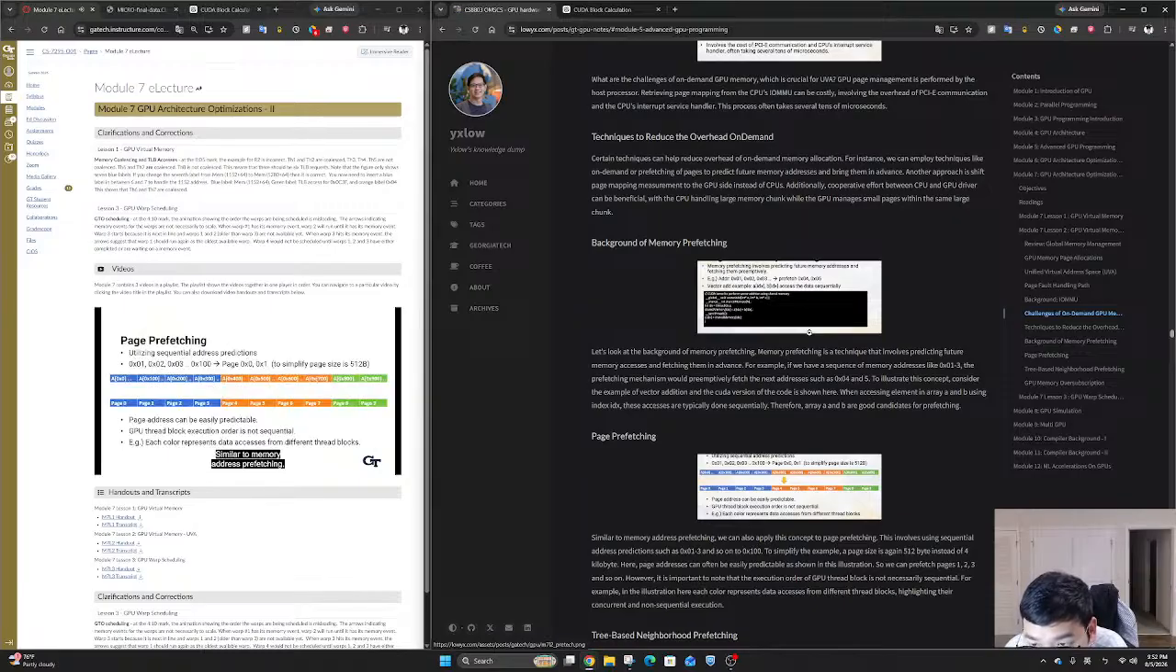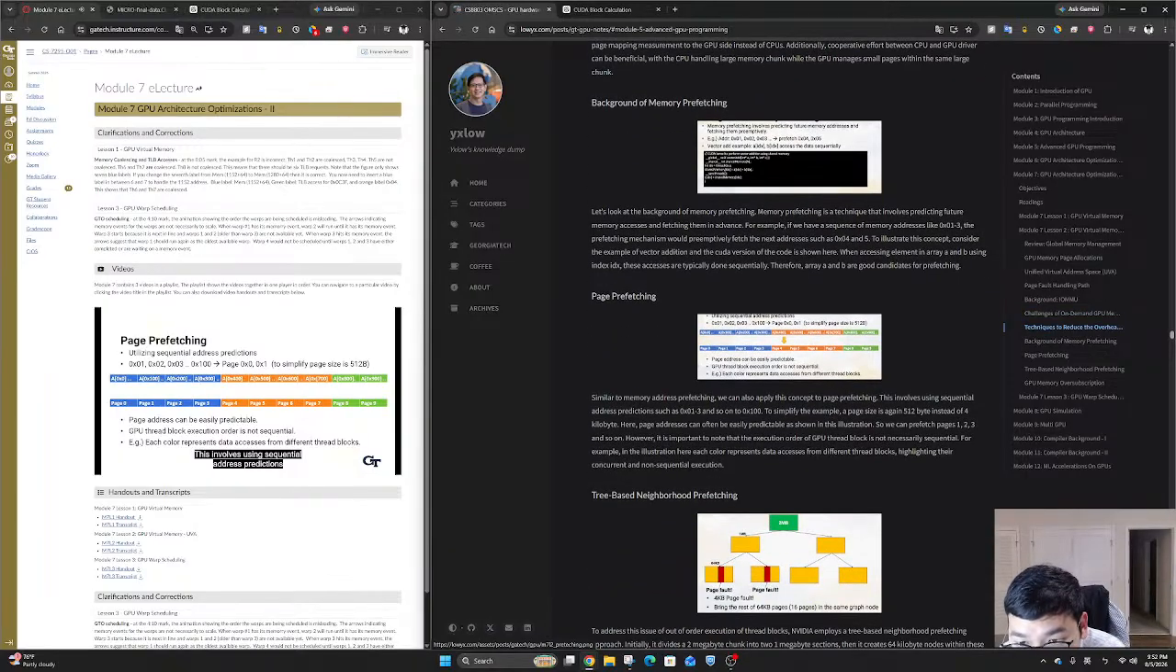Similar to memory address prefetching, we can also apply this concept to page prefetching. This involves using sequential address predictions such as 0x0123 and so on to 0x100. To simplify the example, the page size is again 512 bytes instead of 4 kilobytes. Here, page addresses can often be easily predictable, as shown in this illustration. So we can prefetch pages 1, 2, 3, and so on.